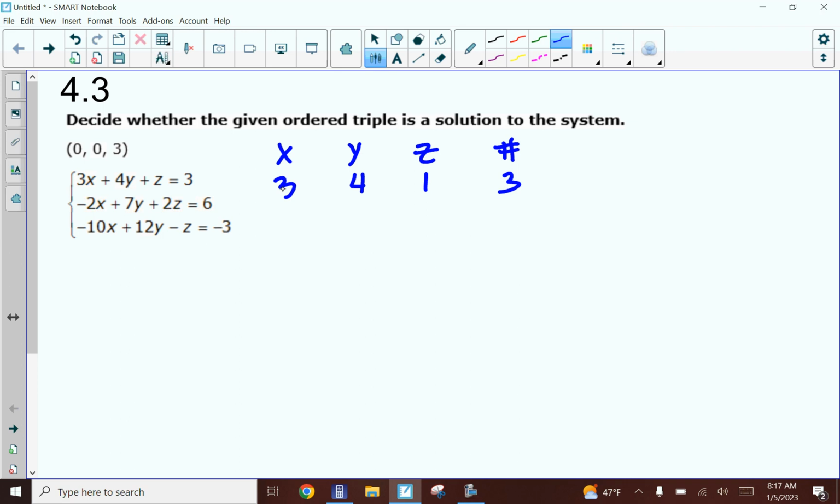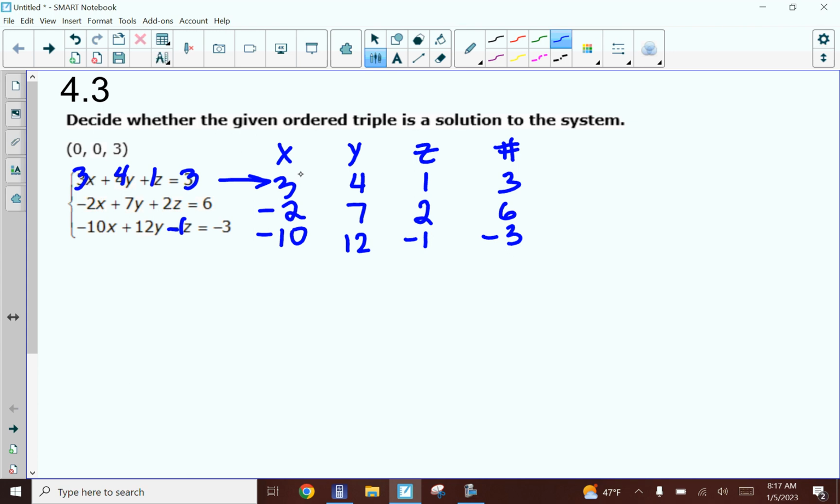So on the second line, notice I didn't put any positives. You don't need to type in positives if you don't want to, but you will have to put in negatives. So this is -2, this is 7, this is 2, and this is 6, and then this is going to be -10, this is 12, and this is going to be -1 because this has a negative and it has the 1, and then this is going to be -3. If you're wondering where I'm getting all these numbers from, they're the numbers in front of the letters. So 3, 4, 1, 3, that's this first line, and so on.